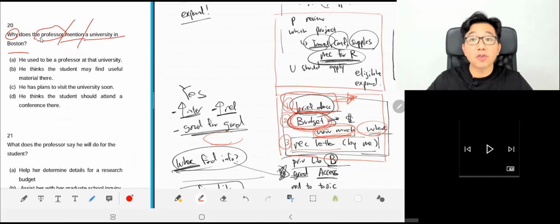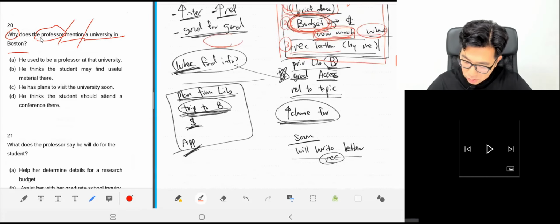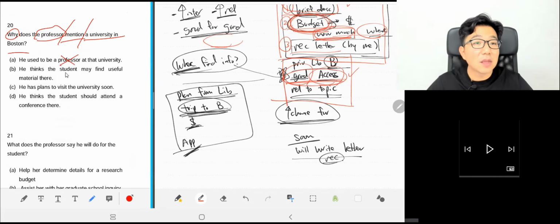All right, so the professor graduated from this university so that he can give the student access to that library that the professor thinks she needs to go to get information. Okay, so that's in the note-taking here, right? I graduated from that university, so I can give you access to that library, no problems, this part. He graduated, so student, he thinks the student may find useful material there.